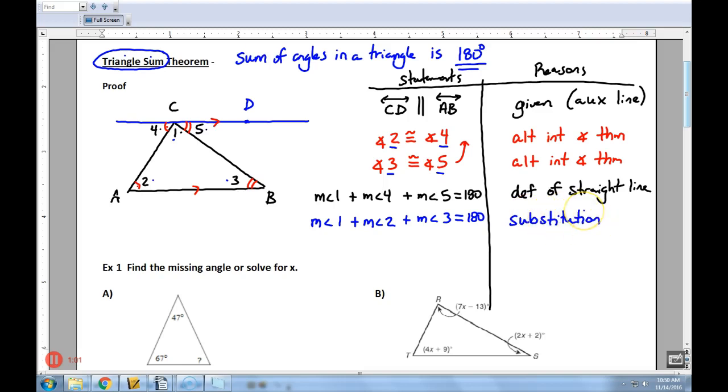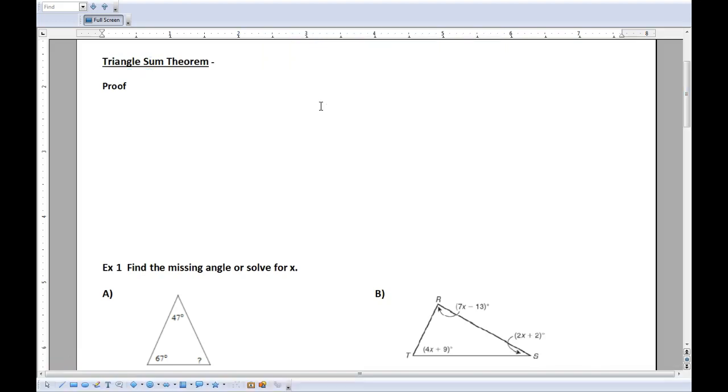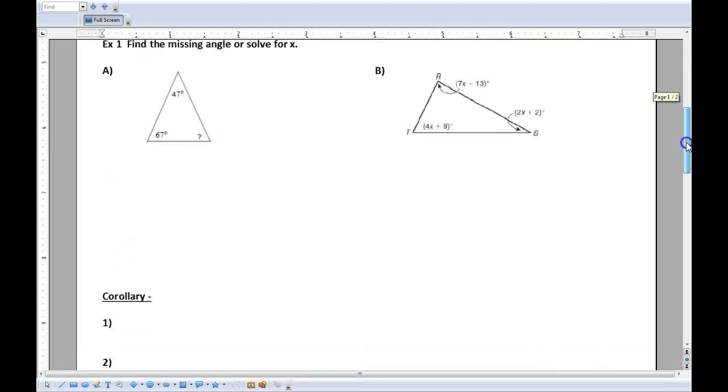So using some prior knowledge about alternate interior angles and straight lines add up to 180, I could use a little substitution move to prove, I'm done, I've just proven that this fact right here, the sum of the angles in any triangle add up to 180 degrees. So there are other proofs, there's other ways to do that, but that's one way to do it that's pretty straightforward. And the whole key there was I was able to draw in this auxiliary line to get parallel lines. That was extremely helpful. All right, let's move on down and let's actually apply this theorem.